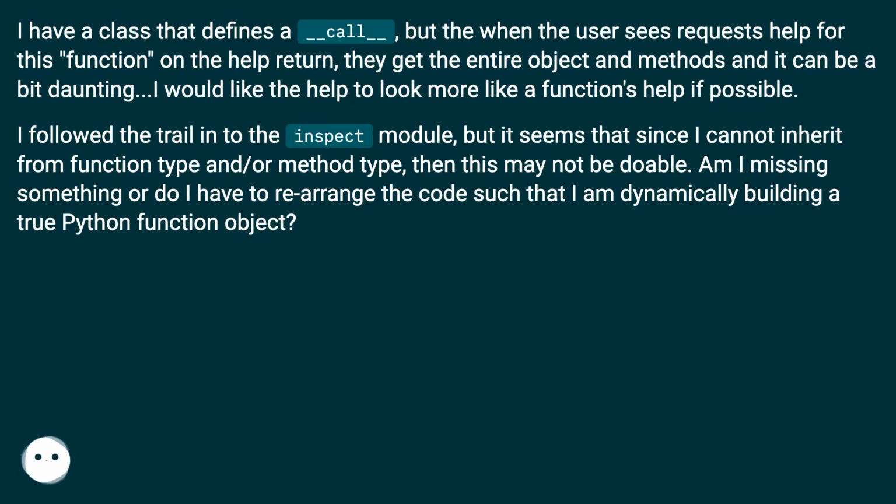I followed the trail into the inspect module, but it seems that since I cannot inherit from function type or method type, then this may not be doable. Am I missing something or do I have to rearrange the code such that I am dynamically building a true Python function object?